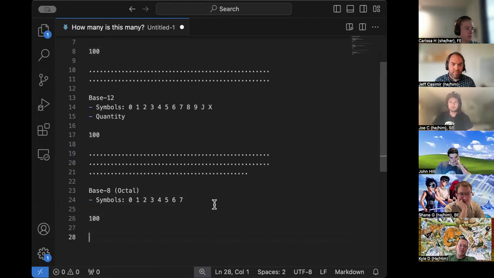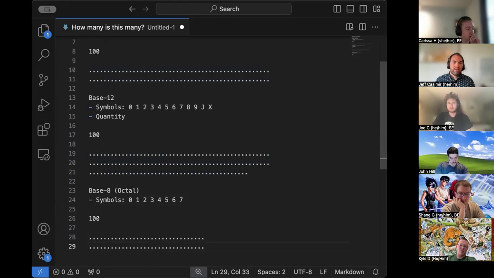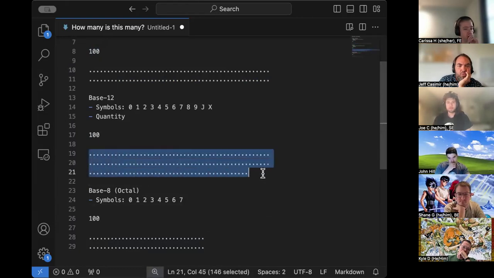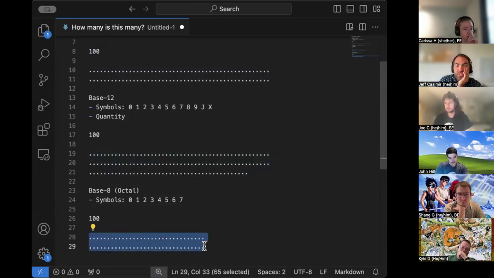So what does that mean? Well, our first 8 is like that. And then we don't have 10 of those, we have 8 of those. 2, 3, 4, 5, 6, 7, 8. And so 100 in decimal meant this much. In base 12, 100 meant way more. In base 8, 100 was a significantly smaller quantity than either of these two.